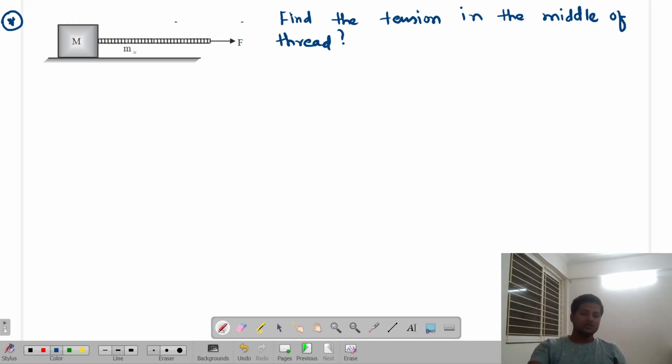Let's suppose the length of the thread is given L. In the middle of the thread, that is L by 2 basically only, no?